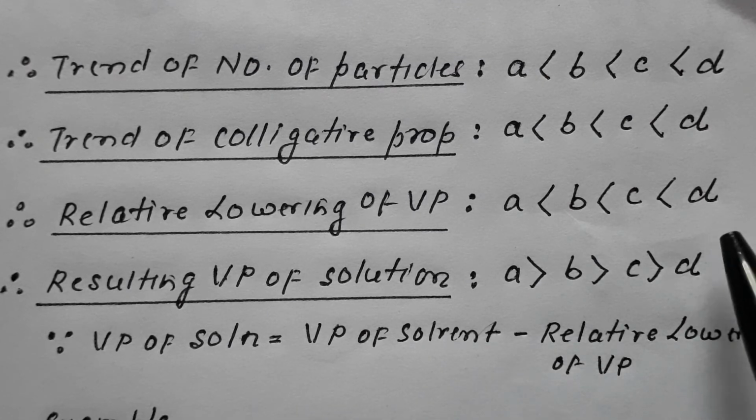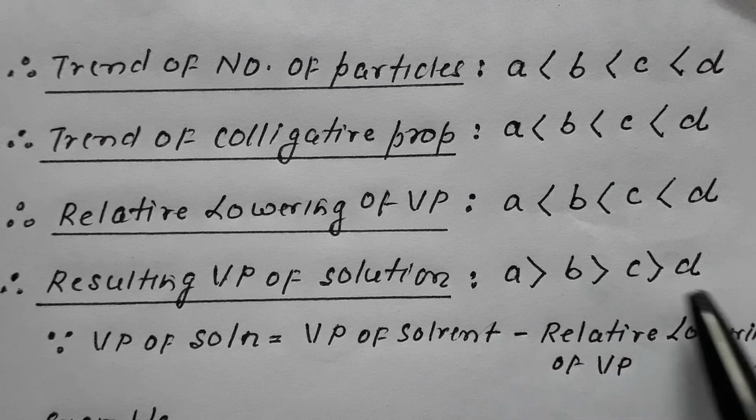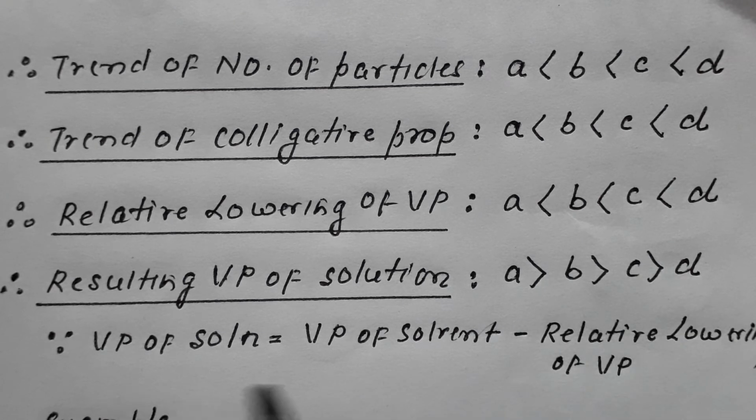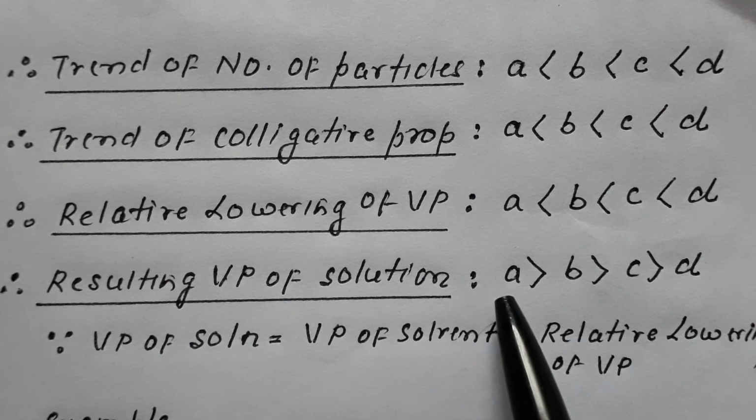Since the relative lowering of vapor pressure in D is highest, this subtraction would be largest for solution D, therefore the resulting vapor pressure would be least in case of D. So the highest resulting vapor pressure is in case of A, the least vapor pressure in case of D.